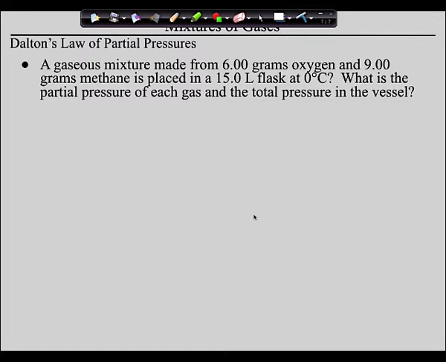It says this: you have a mixture of gases that contains 6 grams of oxygen and 9 grams of methane. You put it in a 15-liter container at 0 degrees Celsius. What is the partial pressure of each and the total pressure of the vessel? I'll give you a couple minutes to work on it, and then, guys, we'll solve it together.